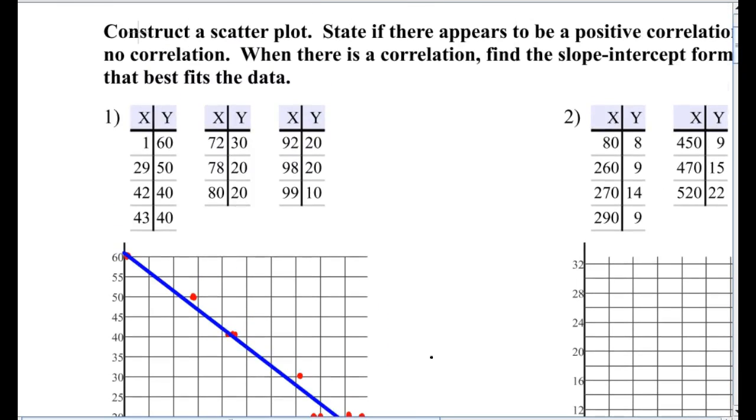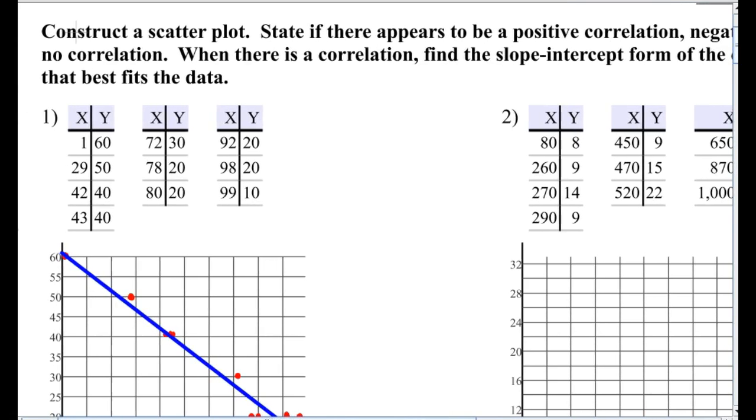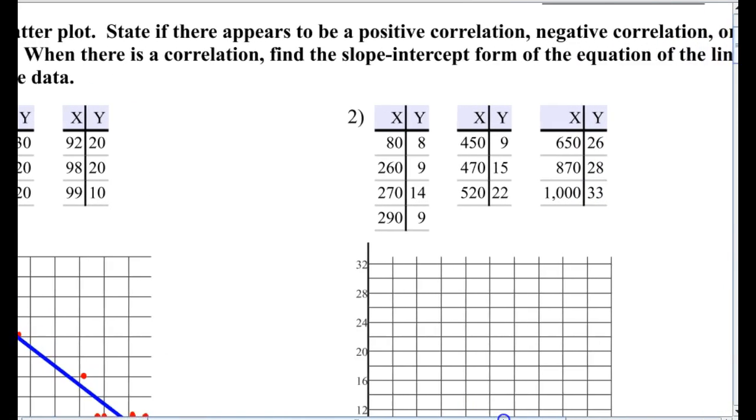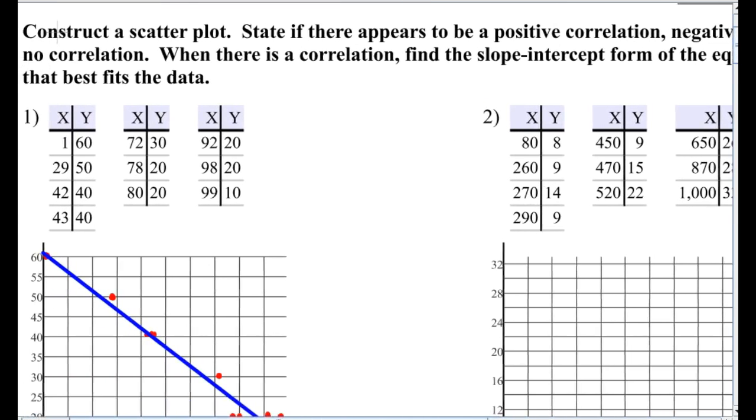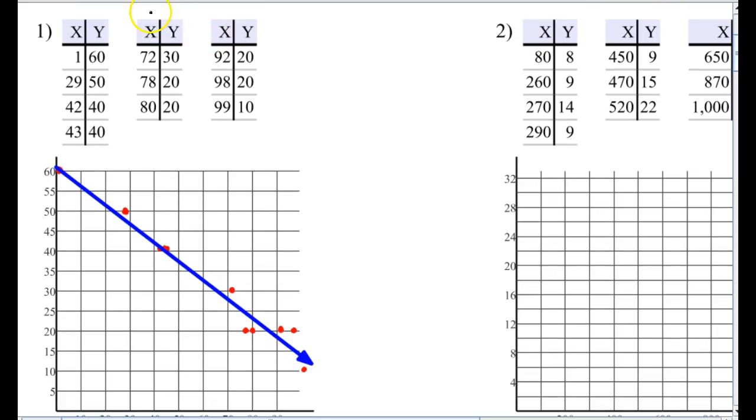Okay? And then the directions say state whether the data shows a positive correlation, negative correlation, or no correlation. When there is a correlation, find the slope intercept form of the equation of the line that best fits the data. Okay. So next part is to, again, estimate. It's not going to be perfect, but you can look at this and estimate and say, you know what, the y-intercept is probably about 61 or 62. You know, it could be different for any person. Okay. The slope, you have to find a couple points and calculate the slope using the formula.